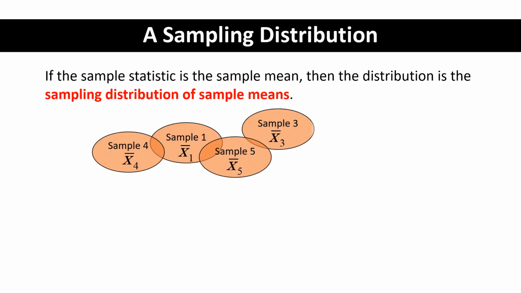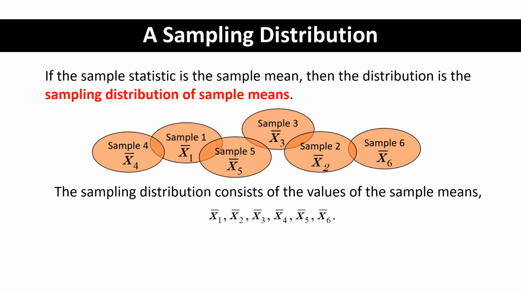Now what that means is each sample is going to have a sample mean, and each sample mean is now going to be a data value in this sampling distribution. So what kind of distribution is this new sampling distribution going to have? Well, we always want to talk about the shape, the center, and the spread for a distribution.